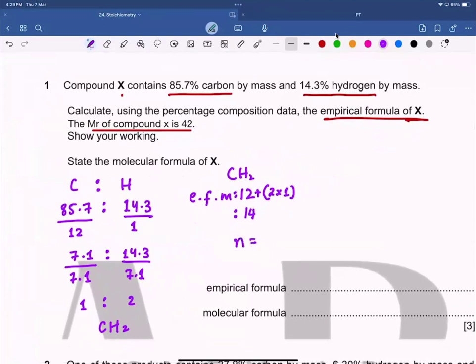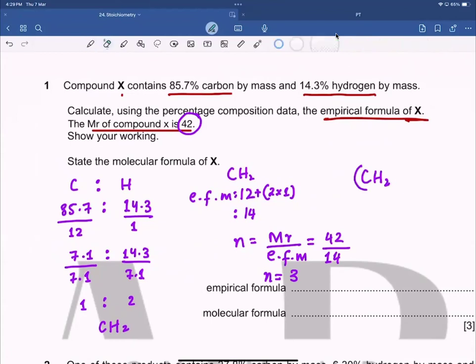Now calculate the value of N, MR divided by empirical formula mass. So MR is over here, it's 42. The empirical formula mass is 14. So are we getting 3 over here? Yes. It's 3. So to find the molecular formula, the empirical formula is CH2. We times it 3 like this. So carbon becomes 3 and hydrogen becomes 6. So our empirical formula is CH2 and our molecular formula is C3H6.